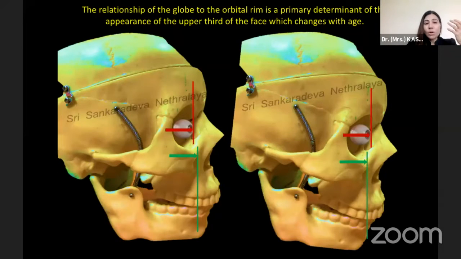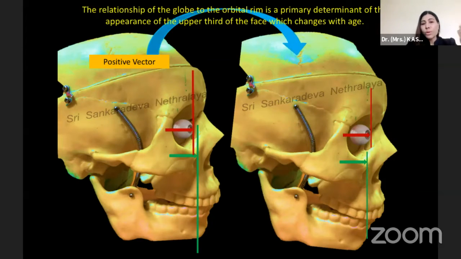So why does it occur? Because when we are young, we are very proud that we have a positive looking face, which we know as a positive vector. This is because the malar plane lies much anterior to the corneal plane, and this is known as a positive vector. And when we grow old, because of deflation, deterioration, gravity, everything leads to sagging, and this malar plane lies much behind the corneal plane, and this is known as a negative vector.